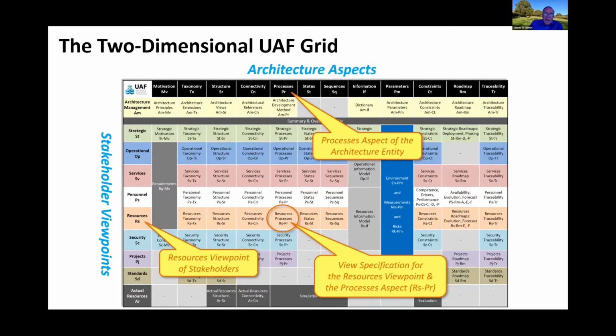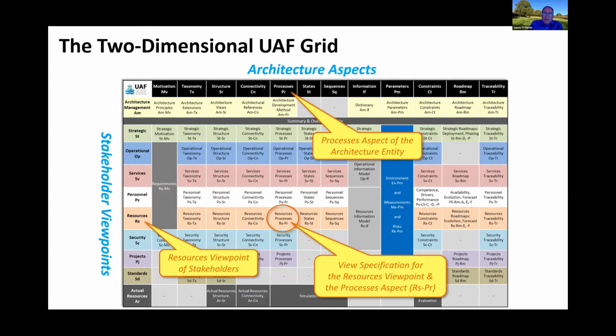So in the cells of the grid, we have the view specification that will be in your tool when you're using the UAF plugin. So if you want to create a resources processes view, you go into the tool and open up the view specification for that and start creating your diagram. And we use a 4-letter designation to identify those views.